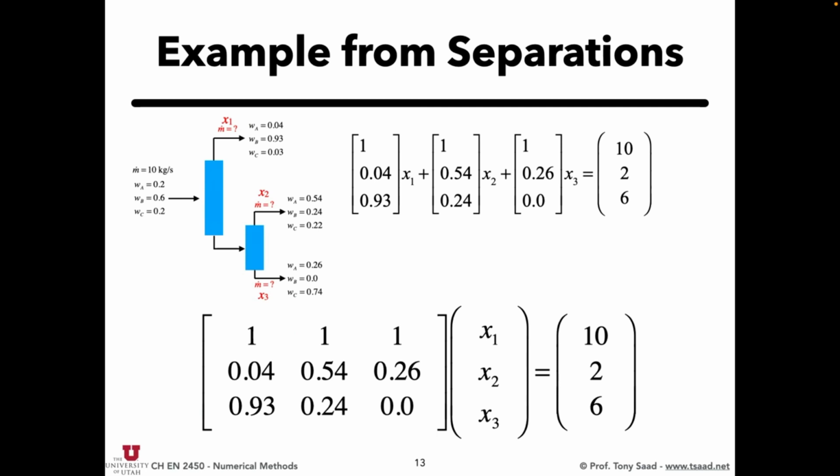Prove it to yourself. You just did matrix vector multiplication in the exam. The first equation is 1 times x1 plus 1 times x2 plus 1 times x3 equal 10. The second equation is 0.04 times x1 plus 0.54 times x2 plus 0.26 times x3 equal 2, and so on.